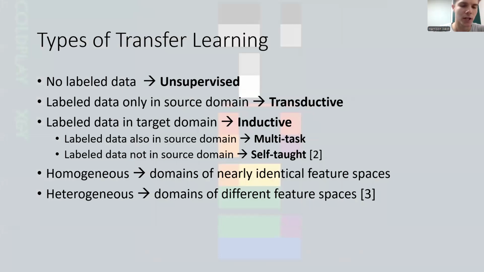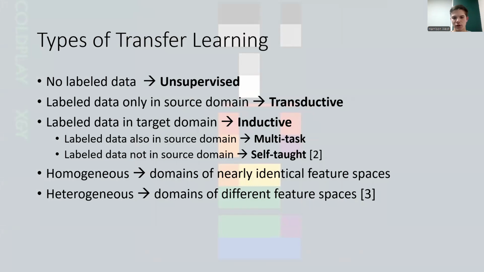So there's lots of types of transfer learning. We can talk about which data is labeled. If there's no label data, it's unsupervised, and that makes sense. If the label data is only in the source domain, it's transductive. If the label data is in the target domain, it's inductive, and then we can further divide that based on whether it's available in the source domain. If it is, it's multitask. If it's not, it's self-taught transfer learning. So four types there.